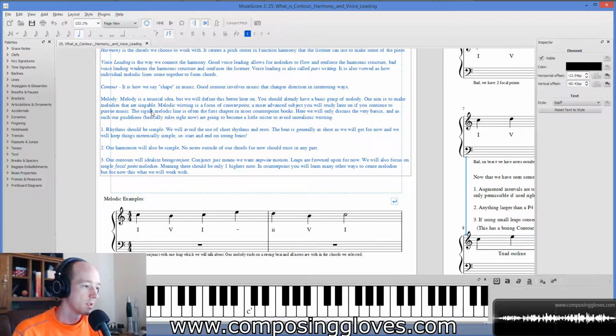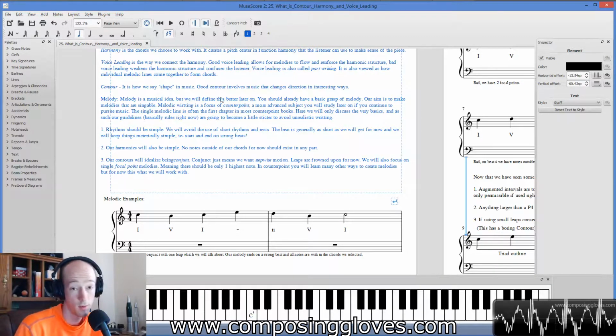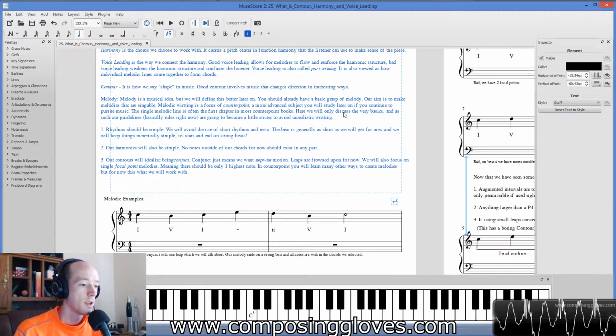I misspelled single here. I meant single. Whatever. The single melodic line is often the first chapter in most counterpoint books. Some counterpoint books start with other stuff, but generally it's the first, just a single melodic line. So maybe you just go look up a counterpoint book and read the first chapter. Usually they're free on Google, right? The first chapter is. Here we will only discuss very basics, such as guidelines.